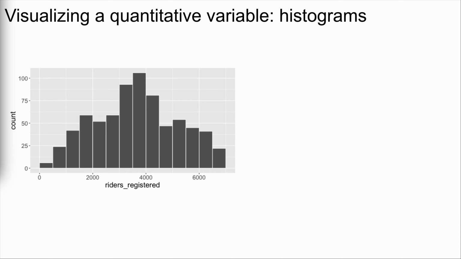First, histograms chop up the range of our variable into equal bins or pieces. Here, these pieces range from 0 to 7,000 in increments of 500. So the first bin is 0 to 500, then 500 to 1,000, then 1,000 to 1,500, then 1,500 to 2,000, and so on. Histograms then count up the number of cases, or days in this case, that fall into each bin. For example, notice that the bin ranging from 500 to 1,000 riders has a height of roughly 25. Thus, on roughly 25 days, we observed between 500 and 1,000 riders.